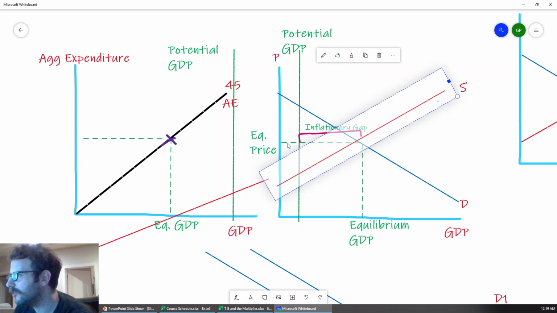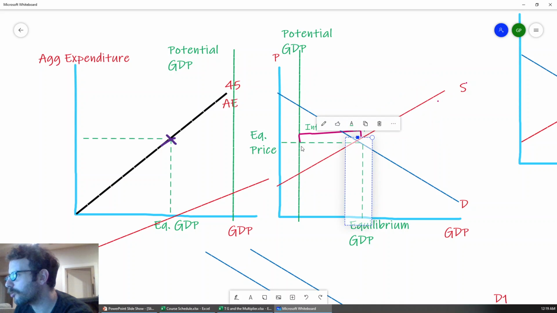In the long run, your price is going to increase. See here, from here to like here, where these two intersect.